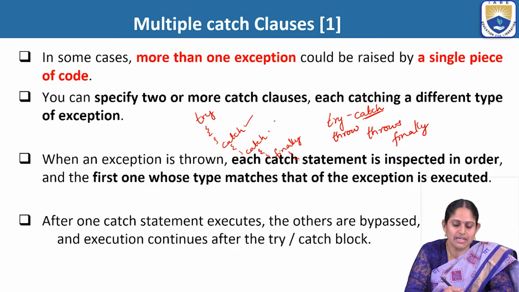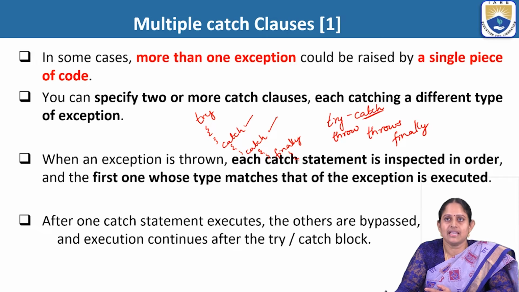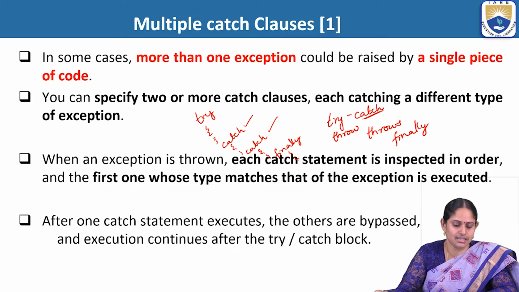So why do we use multiple catches? There are cases in which more than one exception can be raised by a piece of code. So when more than one type of exception can be thrown, we can specify more catch clauses to catch each of these different types of exceptions.